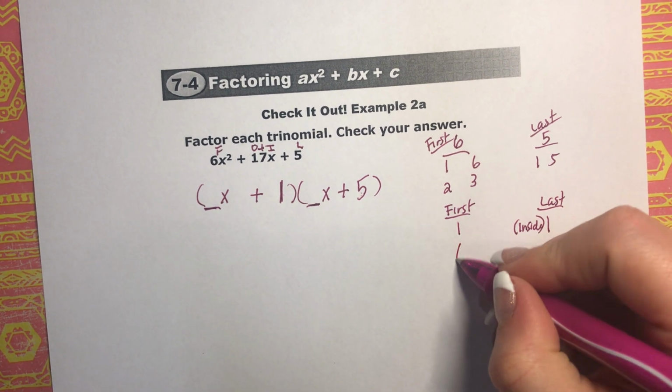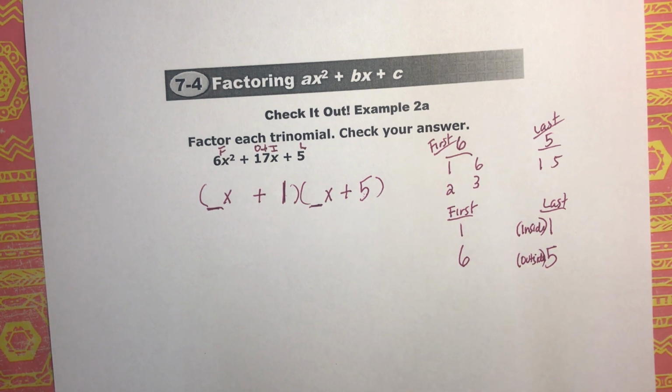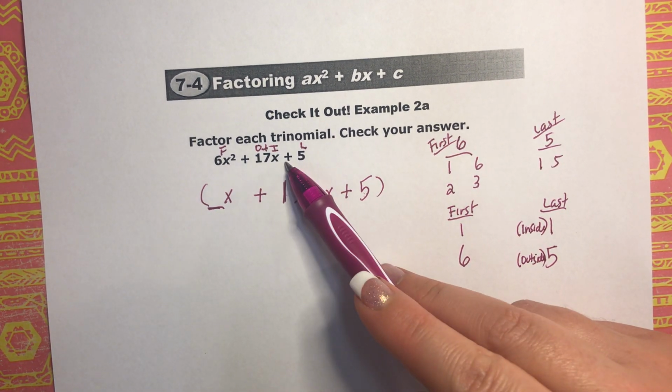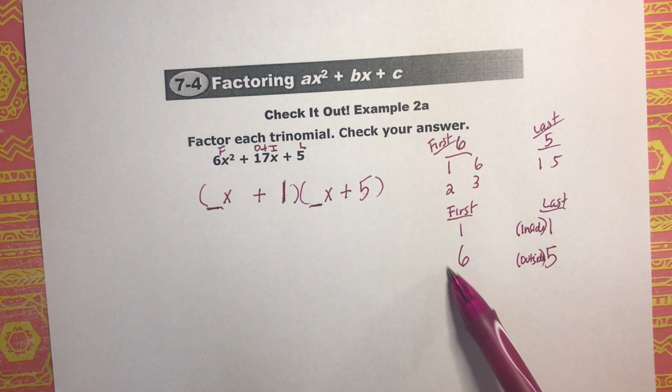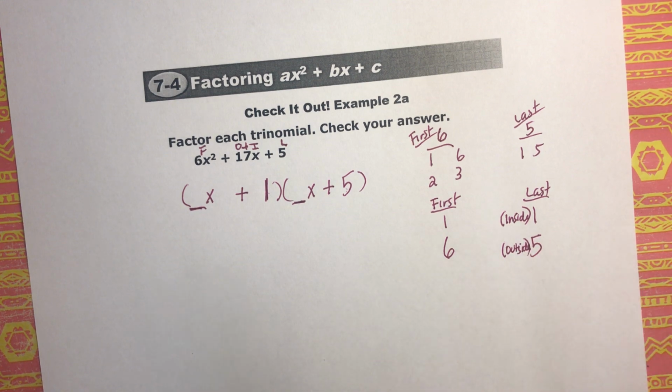So for right now, I'm just going to try 1 and 6, okay? So I'm going to put 1 and 6 here. So the options are you can go straight across or you can go diagonal, right? So I'm trying to get 17x. Right? And I'm adding these. I'm adding the inside. So it's the combination of the first and the last, right? So you kind of multiply and then you add.